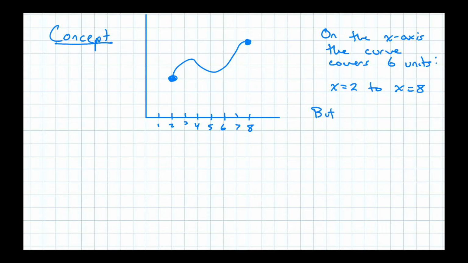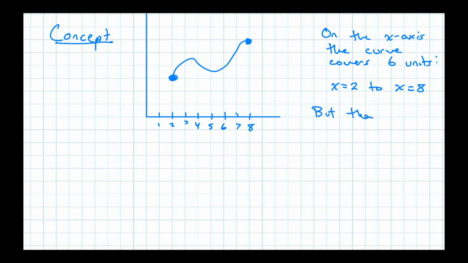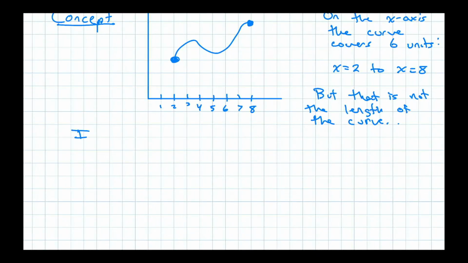Because if that curve was a piece of string and you were able to straighten it out, it would be longer than 6. So that is not the length of the curve. If you could, which of course you can't, it's just a picture, but if you could straighten out the curve, it would be longer than 6.